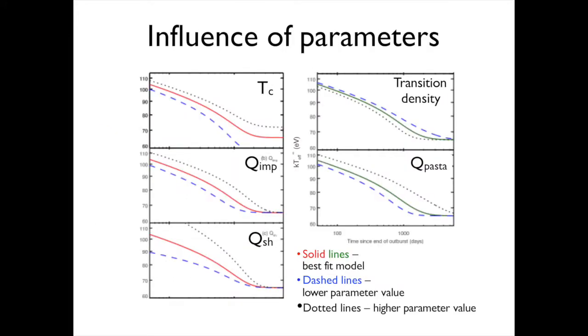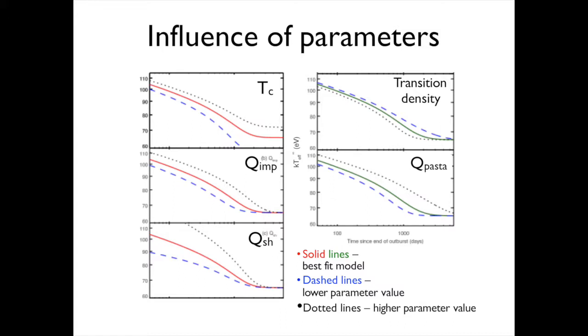To give you a bit more of an intuitive feel as for how each of these parameters changes these cooling curves, here we have, again, the temperature versus time. And in each of these plots, we just changed one of the parameters. The solid line is the best fit that we get to the data. The blue dashed line is when you lower that parameter value, and the dotted line is when you increase that parameter value.